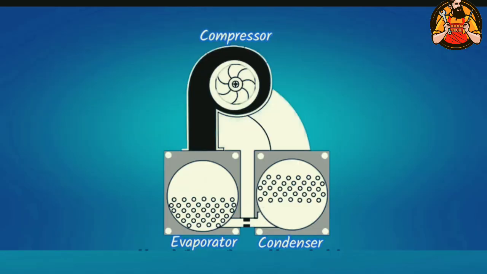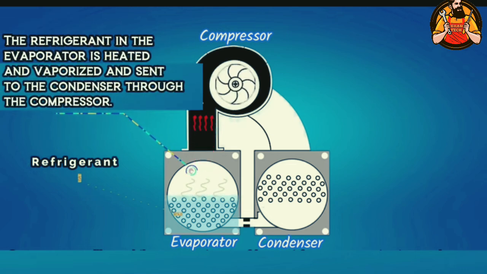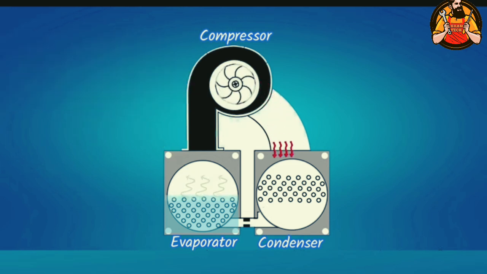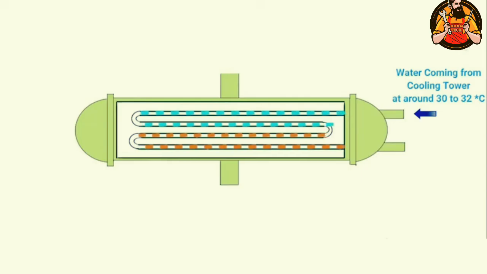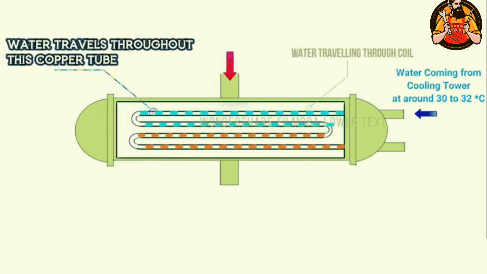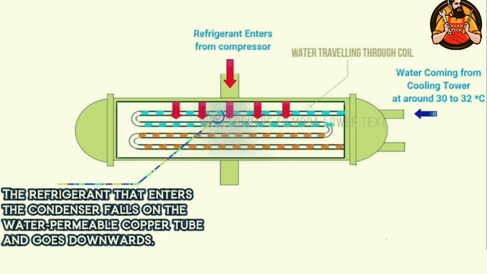Now, let's see its working principle. The compressor sends the refrigerant, which is in the vapor phase, from the evaporator to the condenser. The water coming from the cooling tower enters the condenser at 32 degrees Celsius through the copper tubes. This water travels throughout the tube. In the condenser, the refrigerant travels around the copper coils.